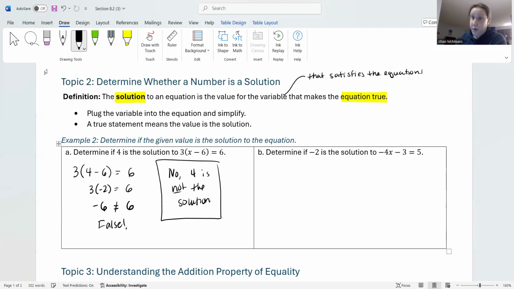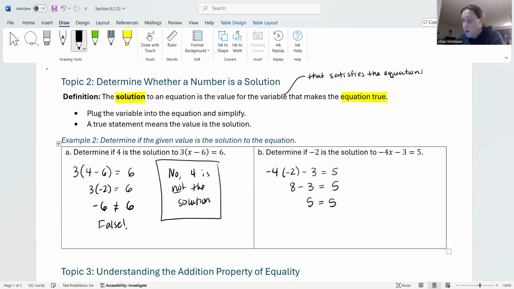All right, so let's look at part B. Part B says determine if negative 2 is the solution to negative 4x minus 3 equals 5. So we're going to rewrite the whole equation. Anywhere we see an x, we're going to replace it with a negative 2. So we have negative 4 times negative 2 minus 3, and we want to see if that equals 5. So let's see, negative 4 times negative 2 is going to be positive 8. So then I have 8 minus 3. Well, 8 minus 3 is 5.